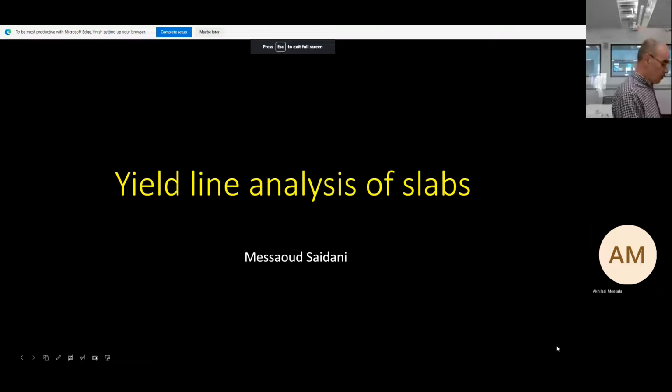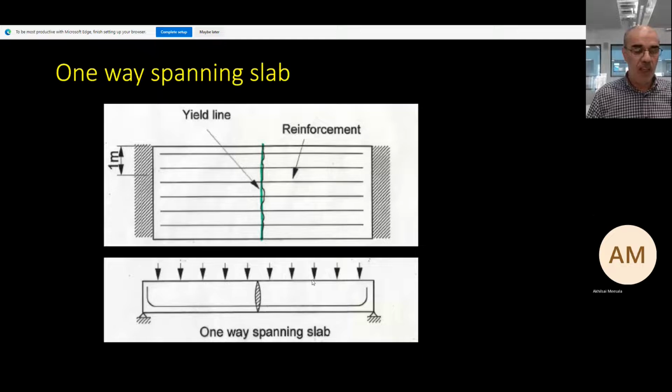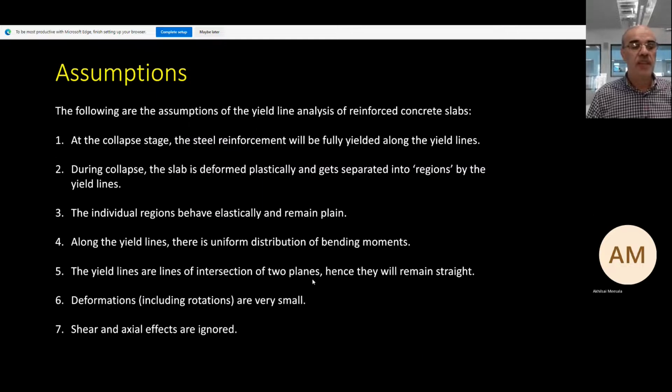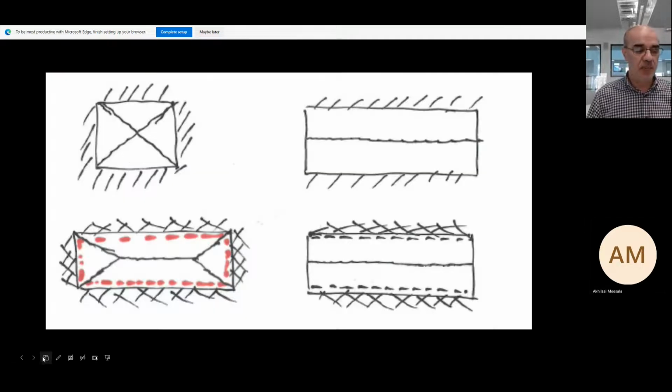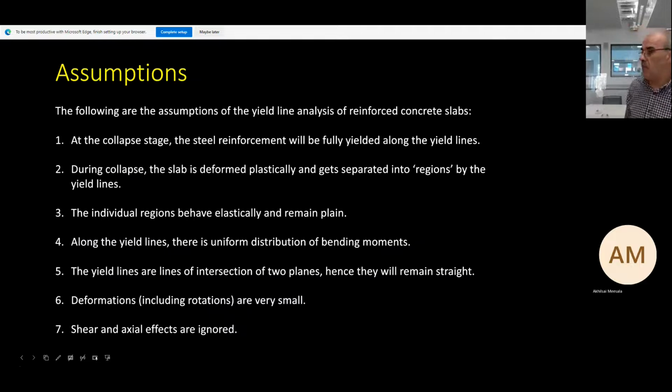Okay, good afternoon. We are continuing today the session that we started yesterday, which is the yield line analysis of slabs. I think we covered the introduction, and we reached the point where we looked at the assumptions of the yield line theory of slabs, and we covered the assumptions.